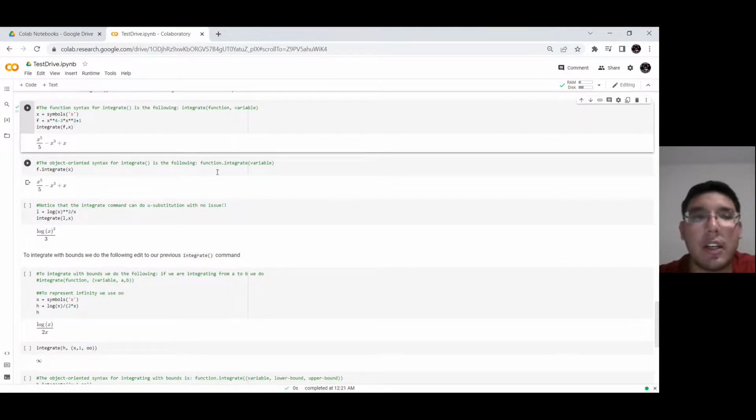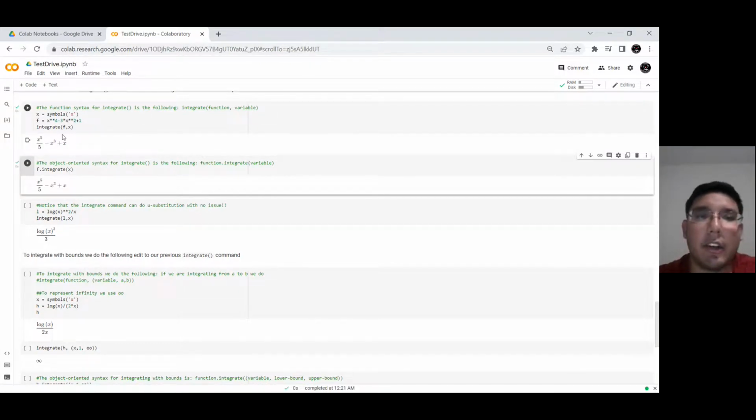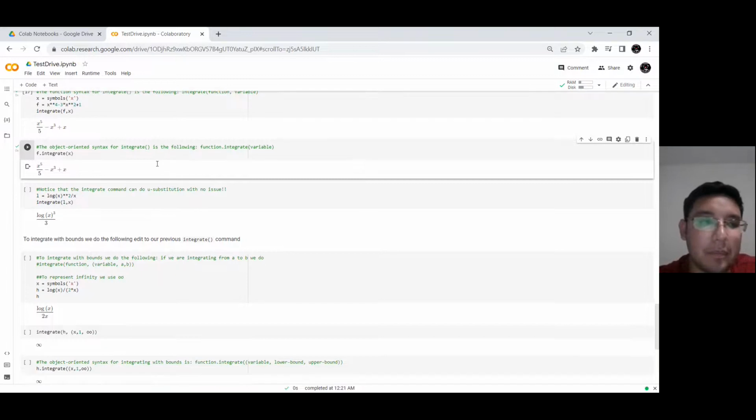Similarly, we can use the object-oriented syntax for the command integrate. So integrate is a method inherited by expressions that are functions. So function.integrate, and inside as a parameter is the variable. So f.integrate(x) will give us the exact same thing as saying integrate f comma x.